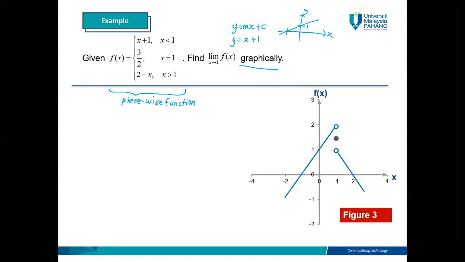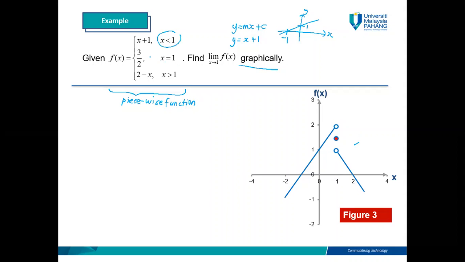Okay, so kat sini berapa? Kat sini adalah bila y is equal to 0. Bila y is equal to 0, so x akan jadi negative 1. Okay, so you tengok, okay, ini graph untuk x plus 1 lah. Okay, ini dia. Tapi limit ni, lepas ni kita tengok dekat sini.